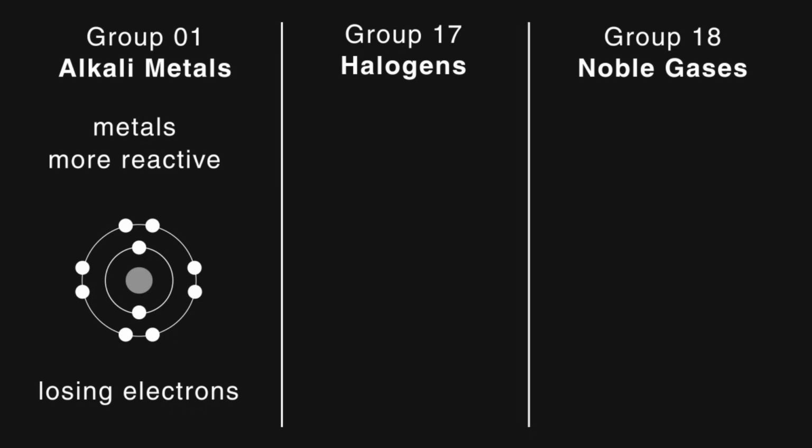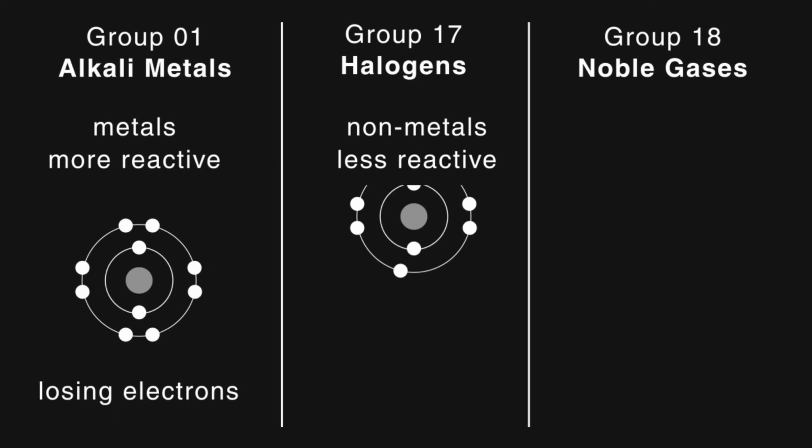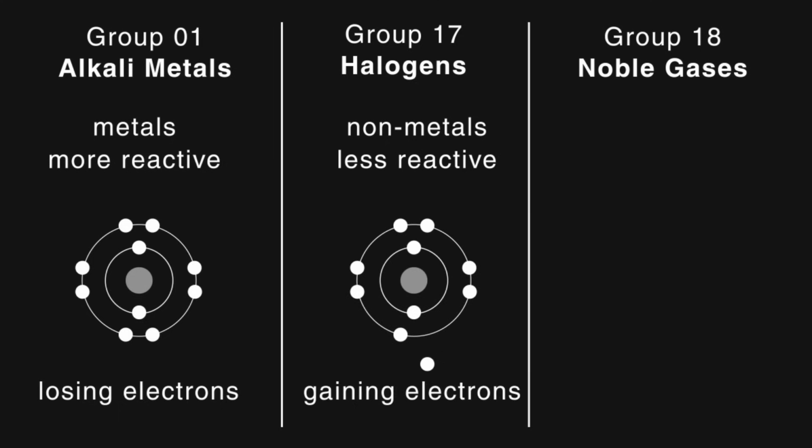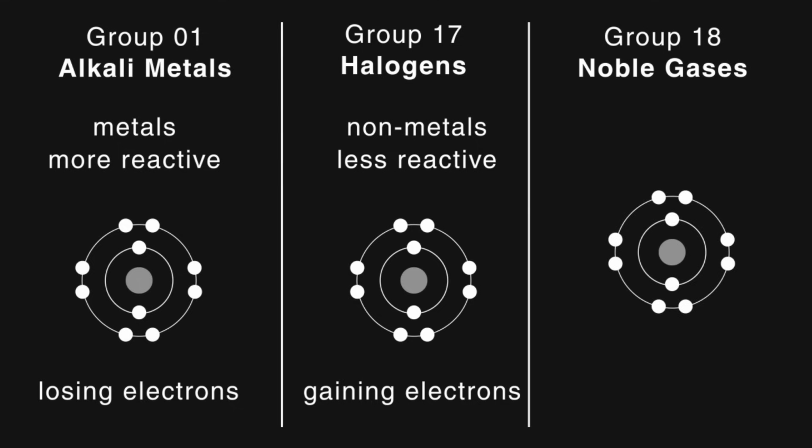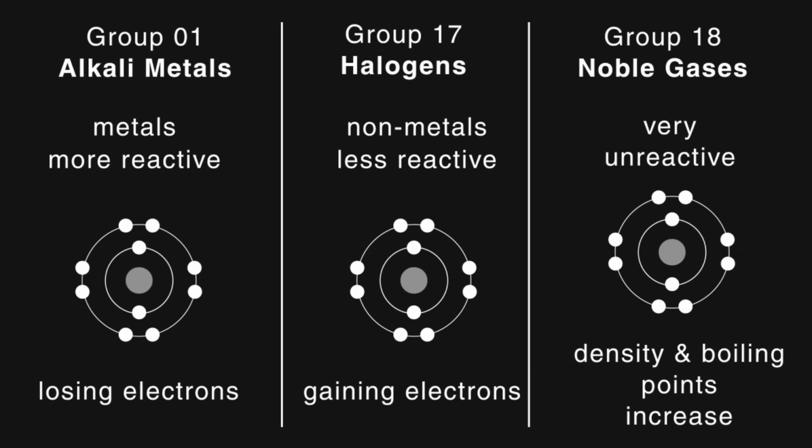As we go down group 17, the nonmetals become less reactive, because nonmetals react by gaining electrons, and the fewer shells, the greater attraction for the incoming electron. And in group 18, elements have a full outer shell of electrons, and so are very unreactive. Their densities and boiling points increase on going down the group.